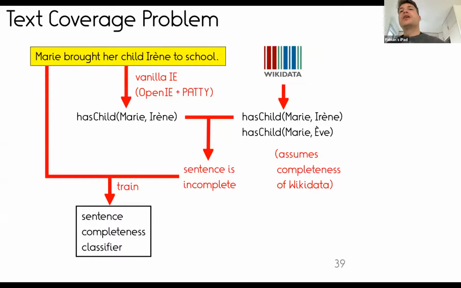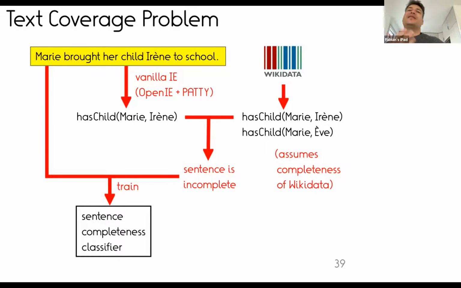Here's an approach. You start with the sentence, "Marie brought her child Irene to school," and you use vanilla information extraction. For example, open information extraction together with a parser. And this system will tell you that the sentence says, has child, Marie, Irene. It doesn't always work, and there is an error probability, but in general, this works sufficiently well with short sentences. And now suppose that you use Wikidata and you figure out, look, Wikidata says Marie has two children, Irene and Eve.